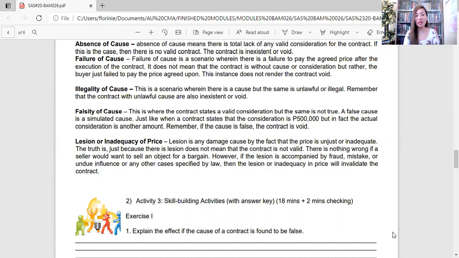Yun yung sinasabi ko sa inyo kasi na depende. So, tuloy natin. There is nothing wrong if the seller would want to sell an object for a bargain. However, ayan, dito na papasok yung it depends ko. However, if the lisyon is accompanied by fraud, mistake, or undue influence, or any other cases specified by law, then the lisyon or inadequacy in price will invalidate the contract. Will invalidate. Ibig sabihin valid, i-invalidate lang. Ayan. So, anong point natin dito? Kapag inadequate yung price, the contract is voidable, valid until annulled by a competent court.